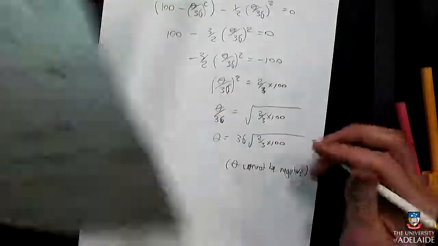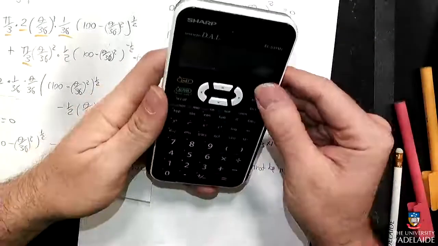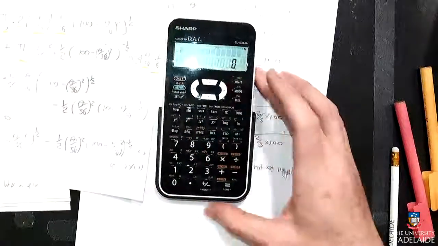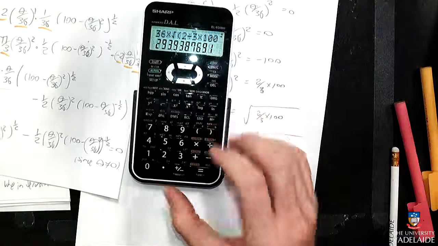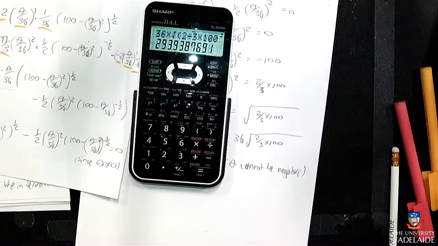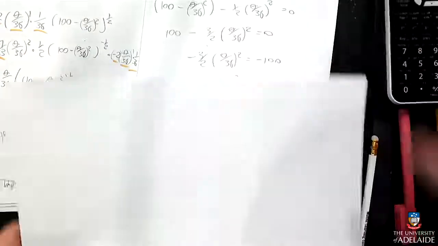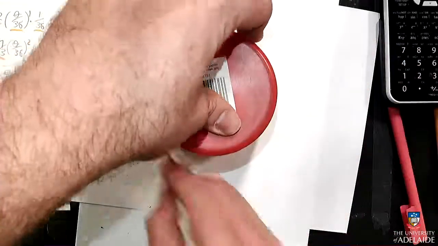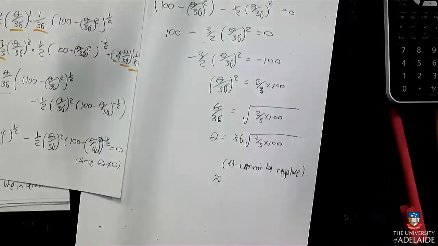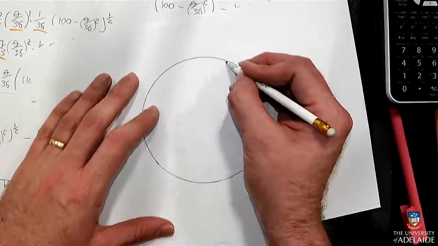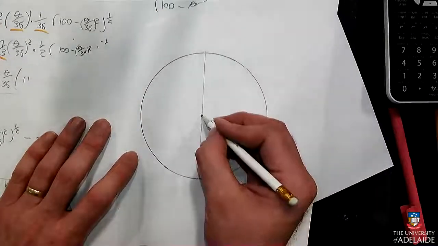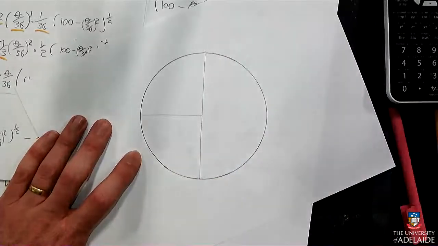Okay, so let's just see what that works out to be. What have we got? We've got 36 times the square root of 2/3 times 100. 293. That's a pretty big angle. I would have expected it to be not that. That's just a cotton picking minute. Really should have brought scissors, shouldn't I? Well, that's 180. That's 270. We need another 20 degrees or so.